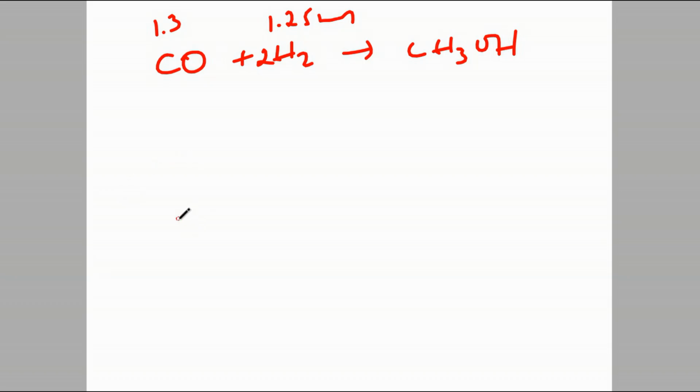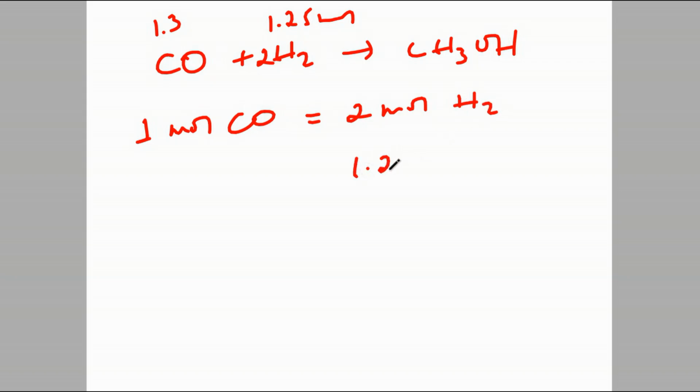So now let us calculate the amount of carbon monoxide that completely reacts with 1.25 moles of hydrogen. Okay? So to calculate that, let us establish a relationship between carbon monoxide and hydrogen. So for every mole of carbon monoxide, how many moles of hydrogen do we need? 2 moles, right? 2 moles of hydrogen.